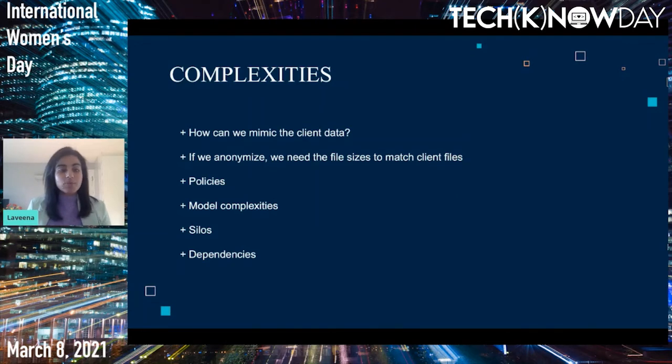Then you have policies around using client data. Make sure you respect that. Model complexities. Obviously, the model is quite complex. We don't expect you to obviously understand everything. You have some sort of knowledge silos. So not everyone in your team would know everything, but if you do understand and learn something, make sure you document it so it can be there for everyone else, or set up a meeting so that everyone is on the same boat. And dependencies.